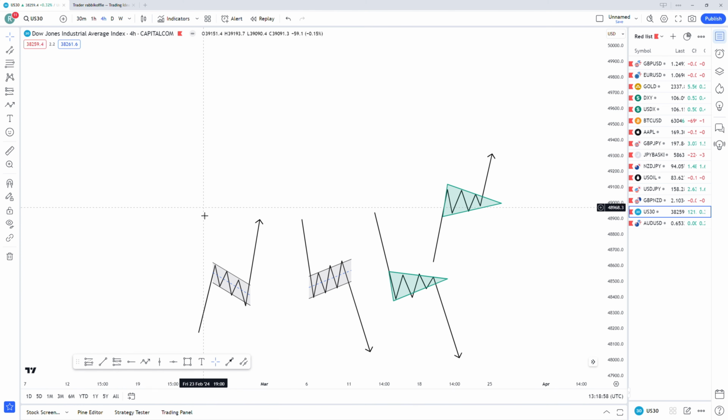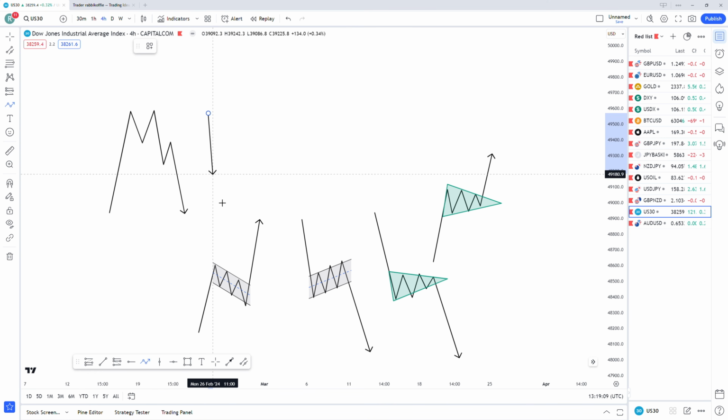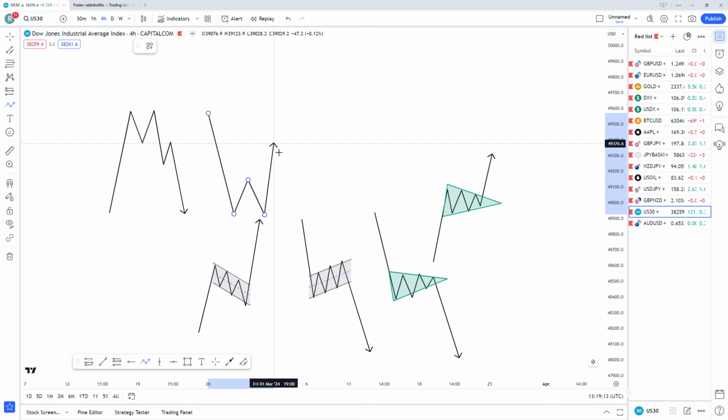Let me draw this out again. M pattern, break, retest on the neckline, comes here. That's where your take profit should be. And W pattern like this, break, retest on the neckline, and goes to the upside. So let me show you where the break is.